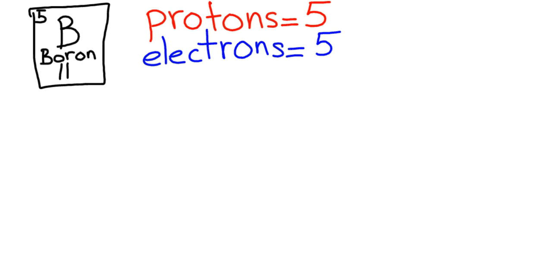The last part to figure out is my number of neutrons. This is slightly more difficult, but we know we can figure this out. My atomic weight is my number of protons plus my number of neutrons. So I have to do a little subtraction here. I'm going to take my atomic weight, which is 11, and subtract my number of protons, which is 5. 11 minus 5 leaves me 6. So I know now I have 6 neutrons.